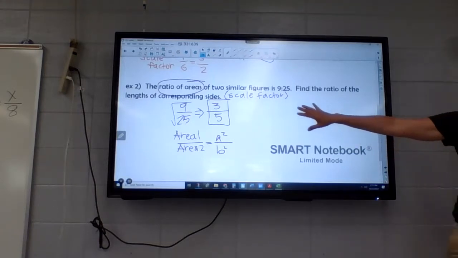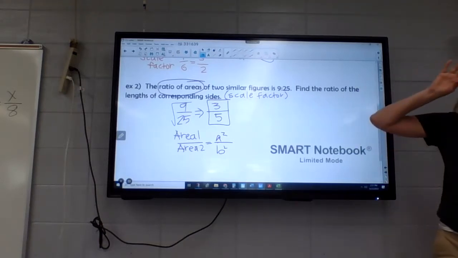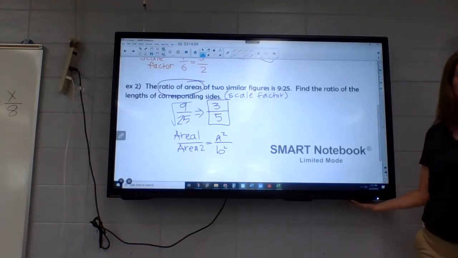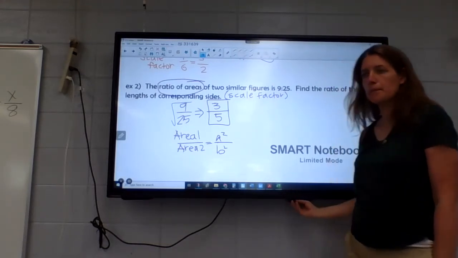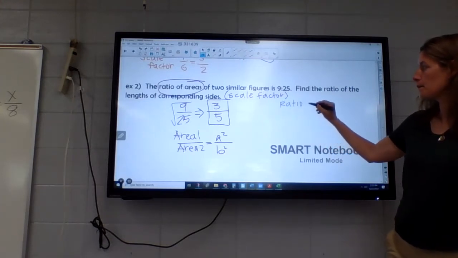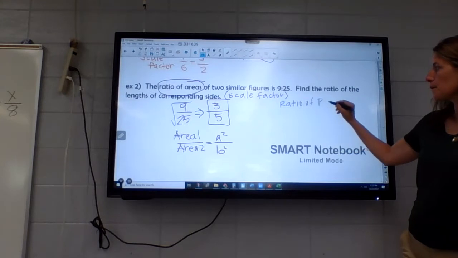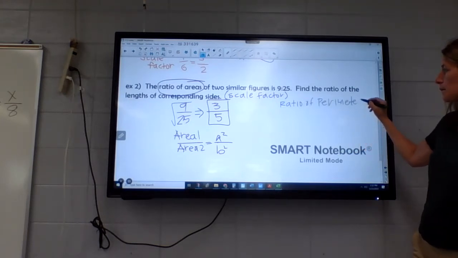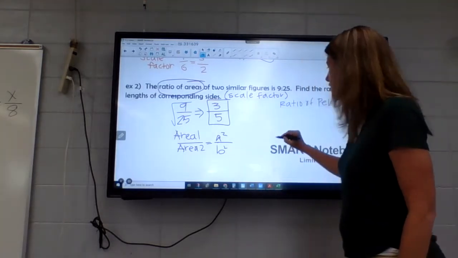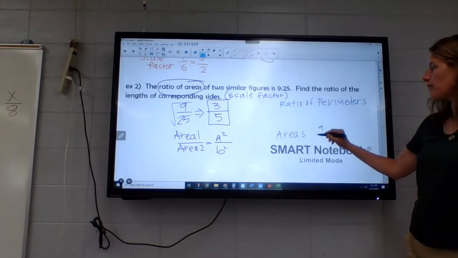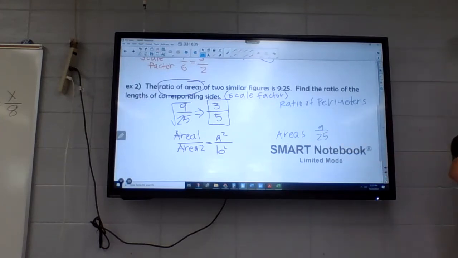Now, what if I asked you guys about the ratio of the perimeters? What would the ratio of the perimeters be? So we said the ratio of the areas is 9 to 25. What would be the ratio of the perimeters, you guys?